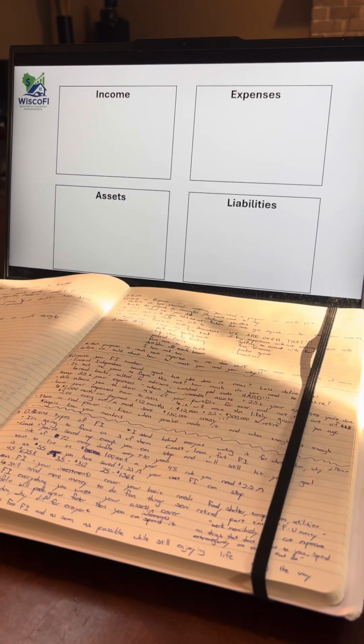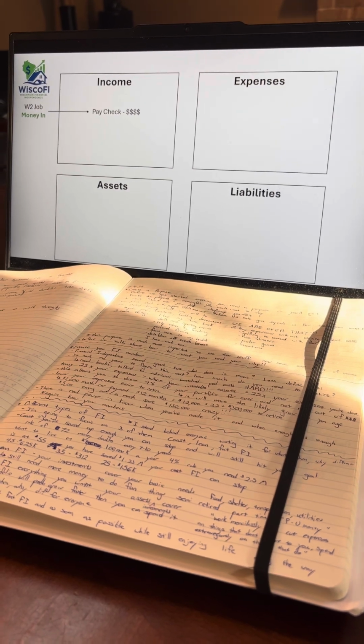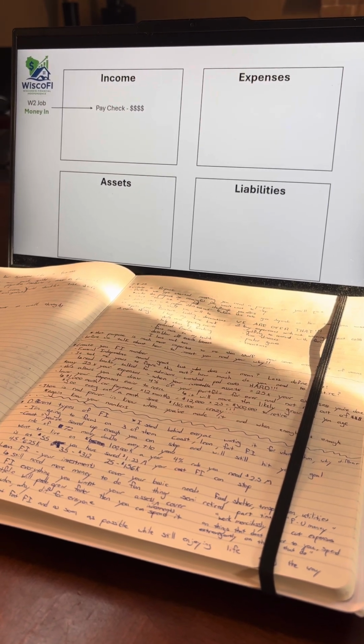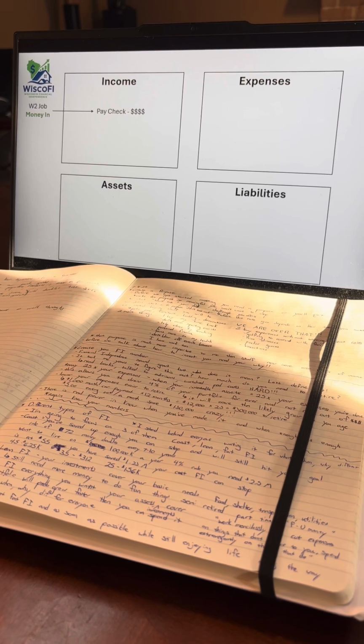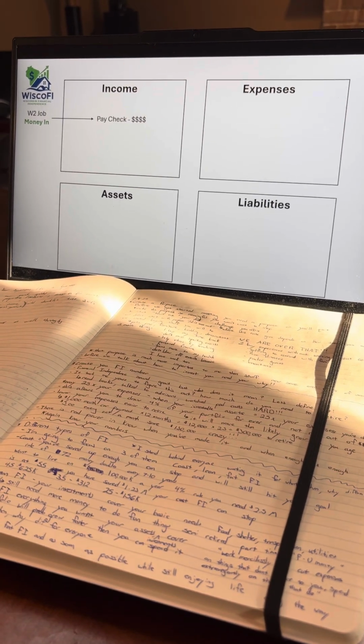And before I get into a specific example, I want to show you how you can put your money to work so it will actually start making you money. All right, so for this example, we're going to start with a W-2 job. We've got money coming in, a paycheck. This is a very basic example for people starting out. I know this is where we were when we started out.